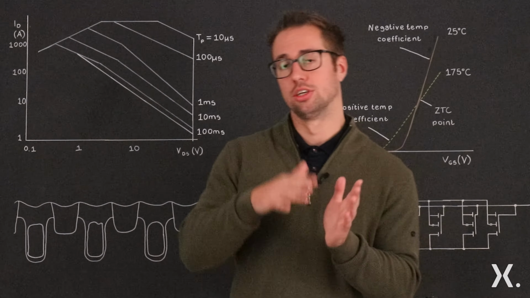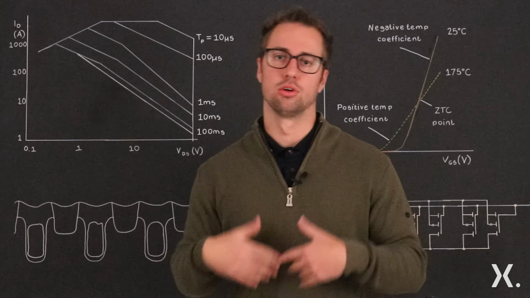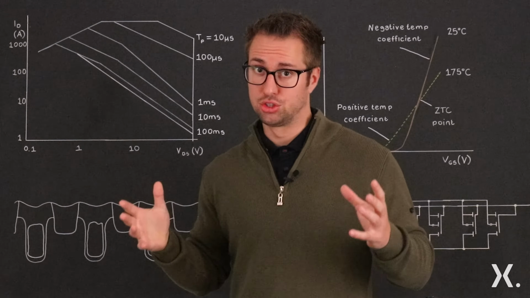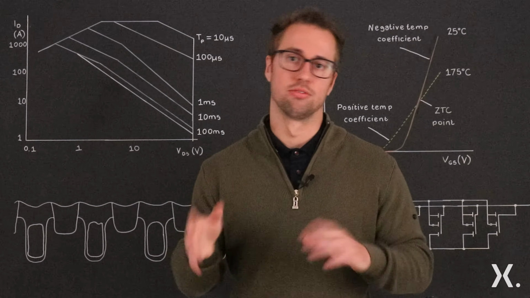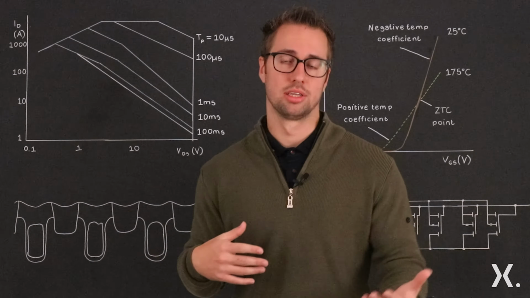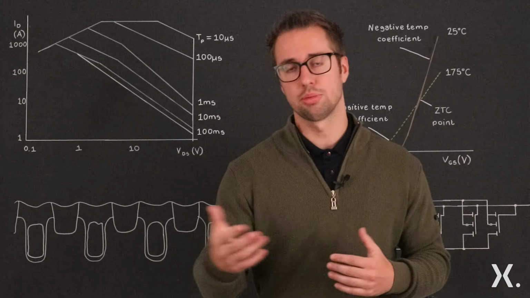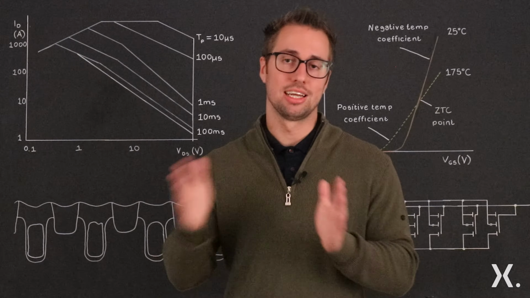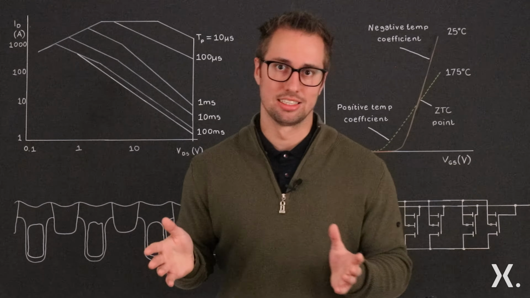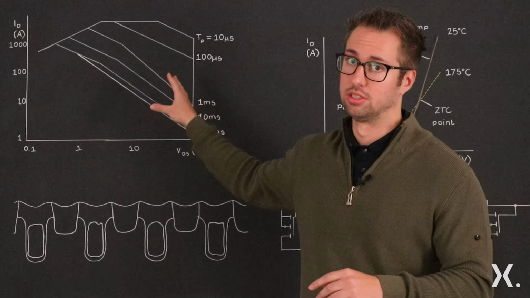Now any device turning on or any device turning off will have to go through linear mode. Usually that takes in the region of nanoseconds. However, in certain applications such as soft switching or hot swap, that might be extended to tens of milliseconds. And that's where the SOA graph becomes very important.